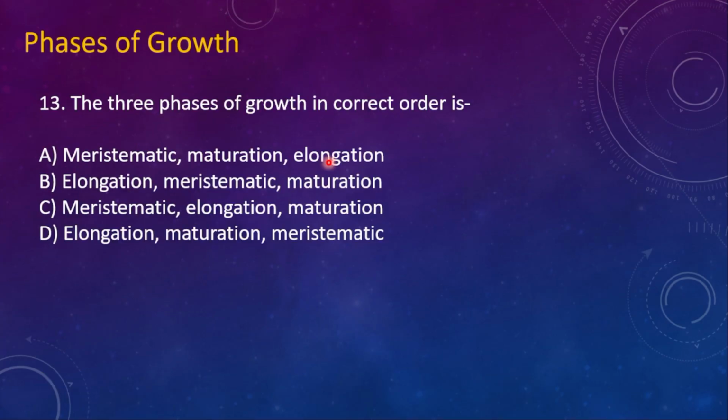Now questions from phases of growth. 13th one. The 3 phases of growth in correct order is A. Meristematic maturation elongation, B. elongation, meristematic maturation, C. meristematic elongation and maturation, D. elongation, maturation and meristematic. Keep in mind when 3 phases of growth is asked in order, always first meristematic cells will be there, the next they go elongation, the next they go maturation. So the right option here is C.